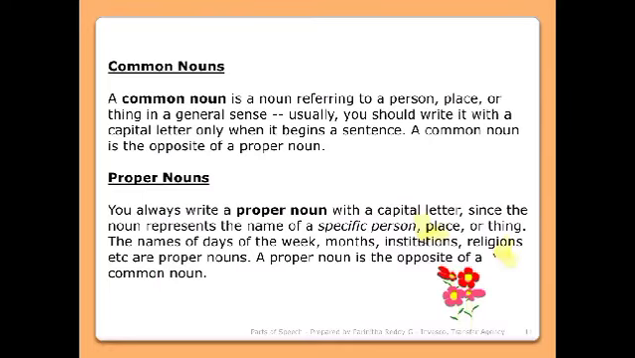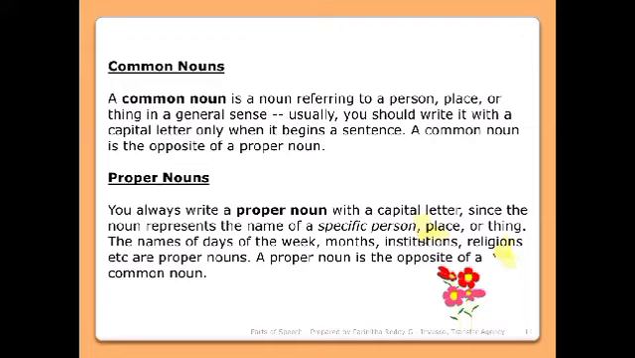Anyways, what is a common noun? A common noun is a noun referring to a person, place, or thing in a general sense, and usually you should write it with a capital letter only when it begins a sentence. A common noun is the opposite of a proper noun. For example, you're talking about a street. Street is a common noun. But when you say Wall Street, then it becomes a proper noun, because there is a Wall Street present in America, and that is a specific street which you are talking about.